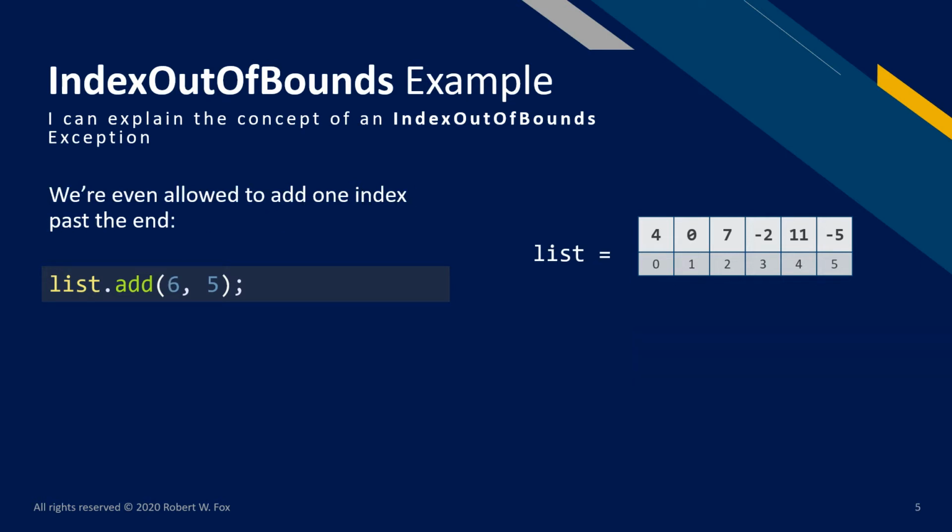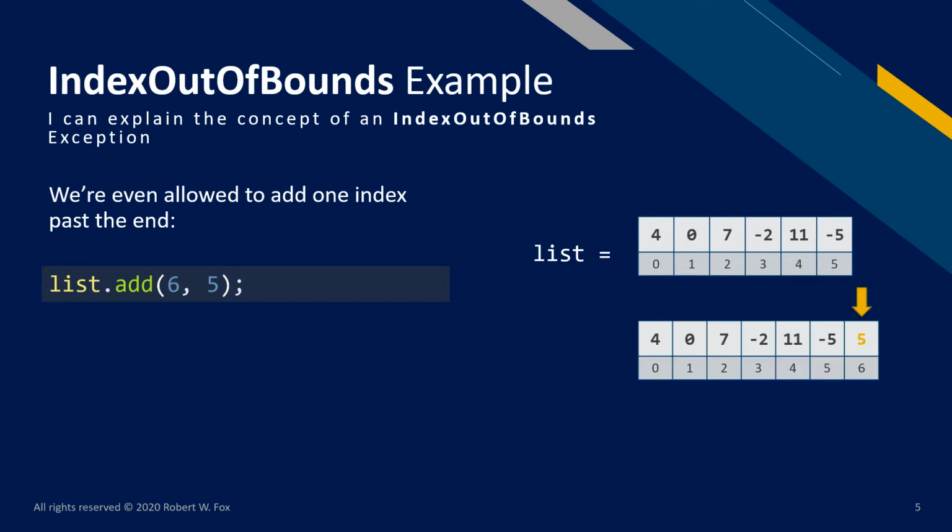Not only can we add or access indexes between 0 and 5, with add, we're actually even allowed to add one index past the end. So let's say that I wanted to add at index 6, which is beyond the bounds of the array list. I am allowed to do that.